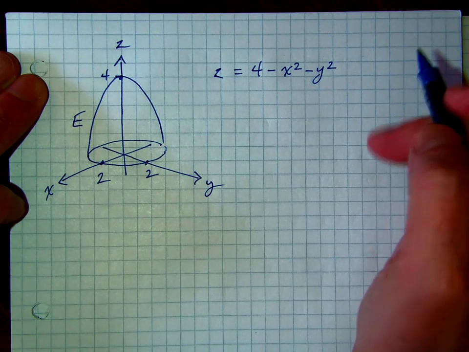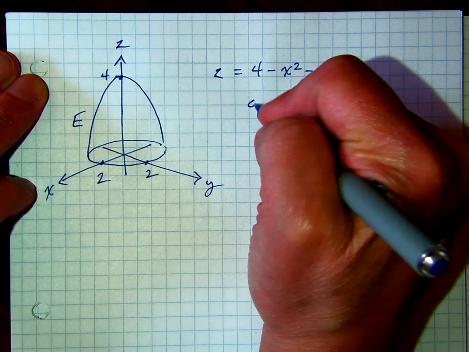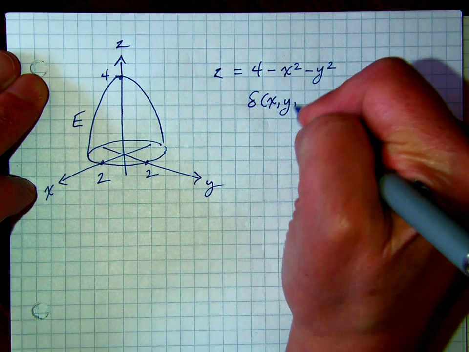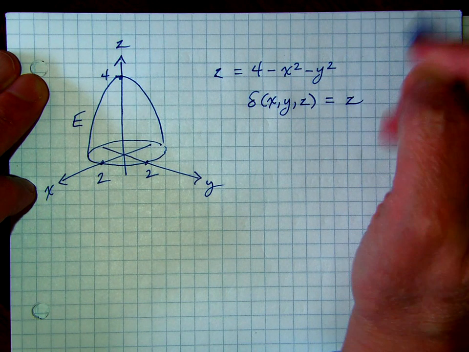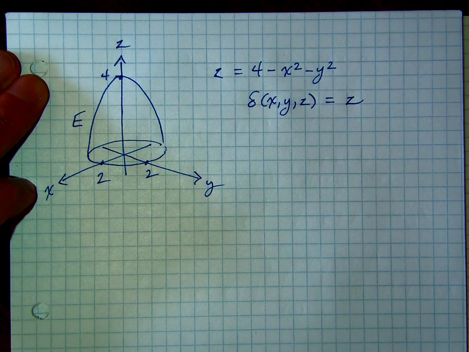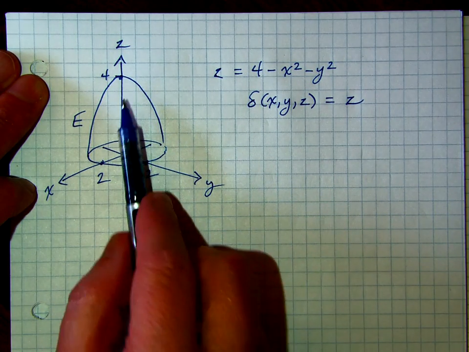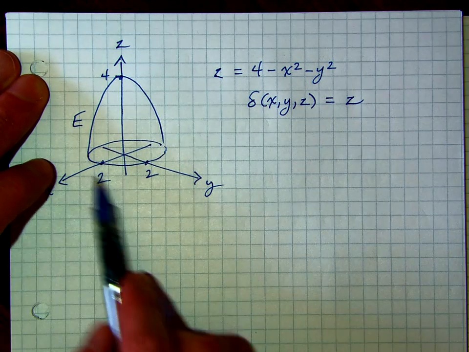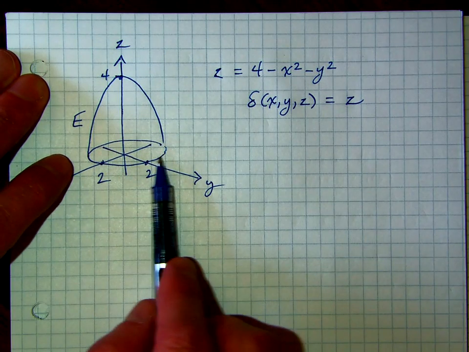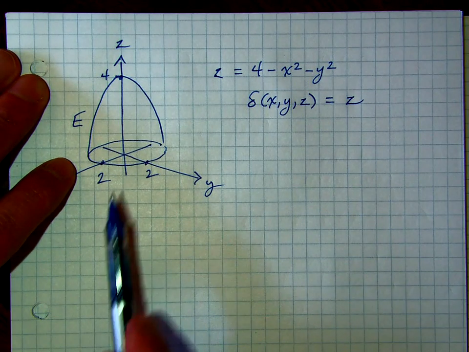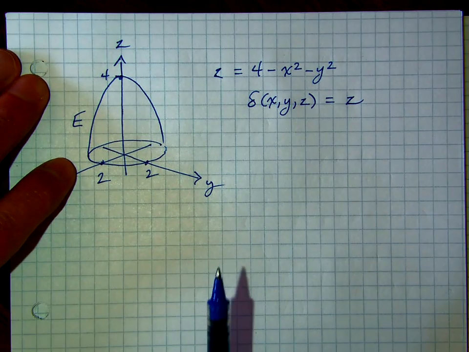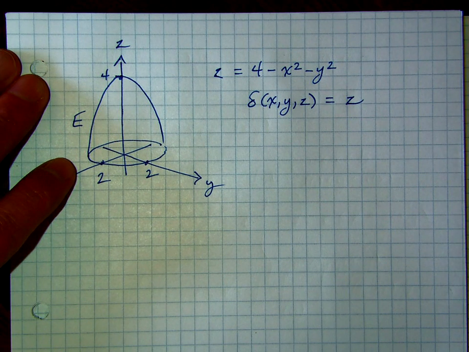And just for fun, I'll put in a density function. I'll pick something simple. I'll just pick z. Okay? That's not a very good density function. It says that the density of my paraboloid is 0 at the bottom, so it's pretty flimsy. And up near the top, it's 4. So this gets denser as you go up. But I'm not looking for trouble. This is just a simple example.